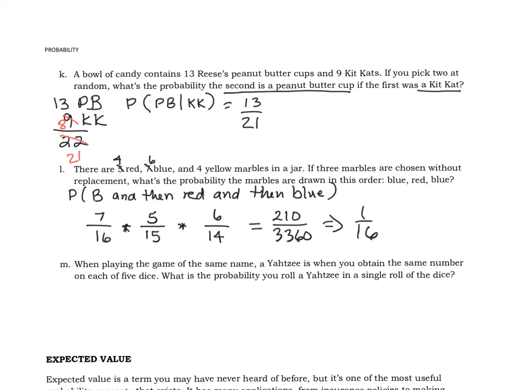Lastly, when playing the game of the same name, a Yahtzee is when you obtain the same number on all 5 dice. What is the probability you roll a Yahtzee on a single roll of the dice? So I know this is going to seem a little bit cumbersome, but I think it will help you understand what we're going for here. We're really looking for the probability of all 1s, or all 2s, or all 3s, or all 4s, or all 5s, or all 6s.